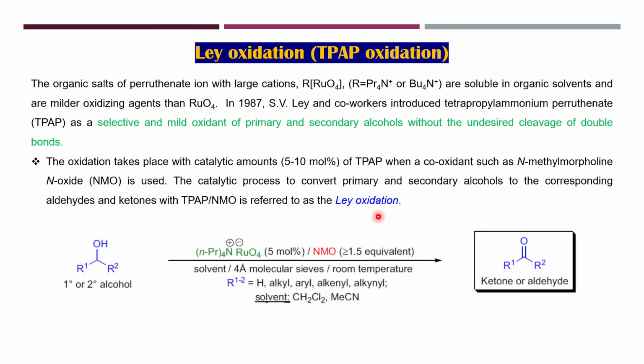Now here it can be either primary or secondary. Let's look at the reaction conditions. A very small amount of the catalyst is used. This is the co-oxidant. We are using 4 angstrom molecular sieves. The reaction takes place at room temperature, and here R can be H, alkyl, aryl, alkenyl, or alkynyl. The solvent is an organic solvent, which is CH2Cl2 or MeCN, acetonitrile basically. So a primary alcohol goes to aldehyde and a secondary alcohol goes to ketone.